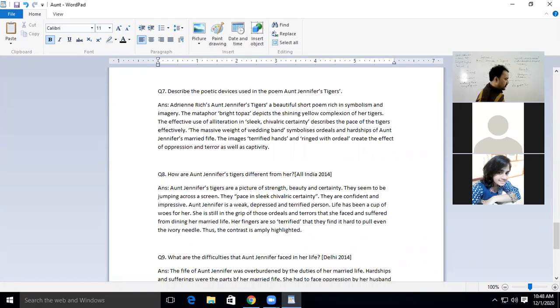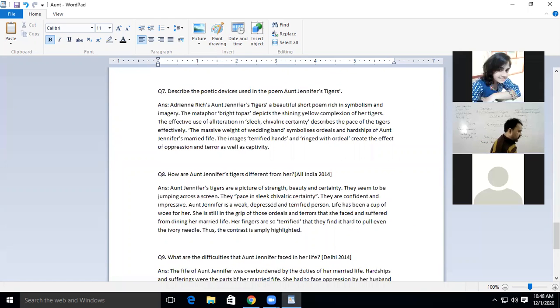Now describe the poetic devices used in the poem Aunt Jennifer's Tigers. Describe the poetic devices with examples. Question number 7, or you can add your own. Yes, Prakshal. Yes, sir. So in the starting, "Aunt Jennifer's tigers" is symbolism. Then "bright topaz denizens" is a metaphor, because topaz is a bright stone which symbolizes the tiger. Then "world of green" for forest is symbolism.